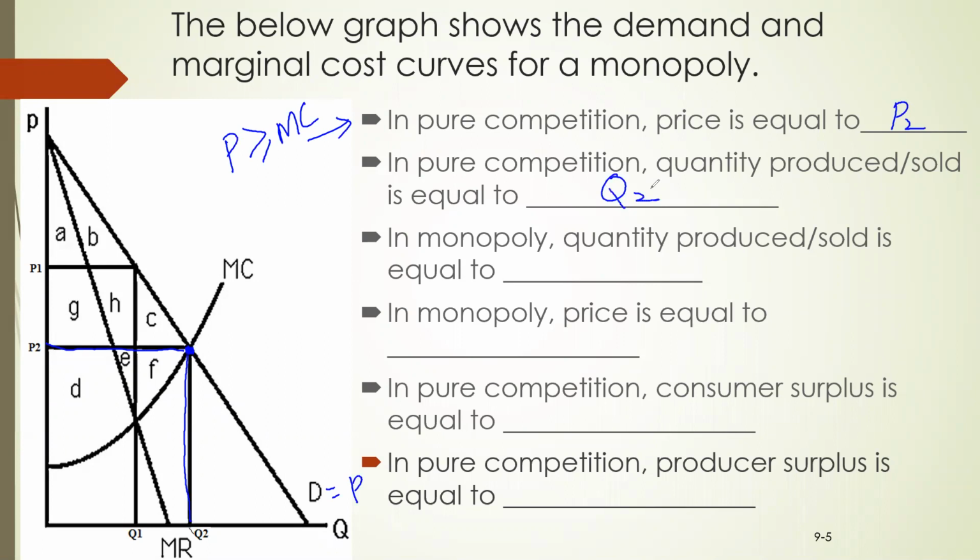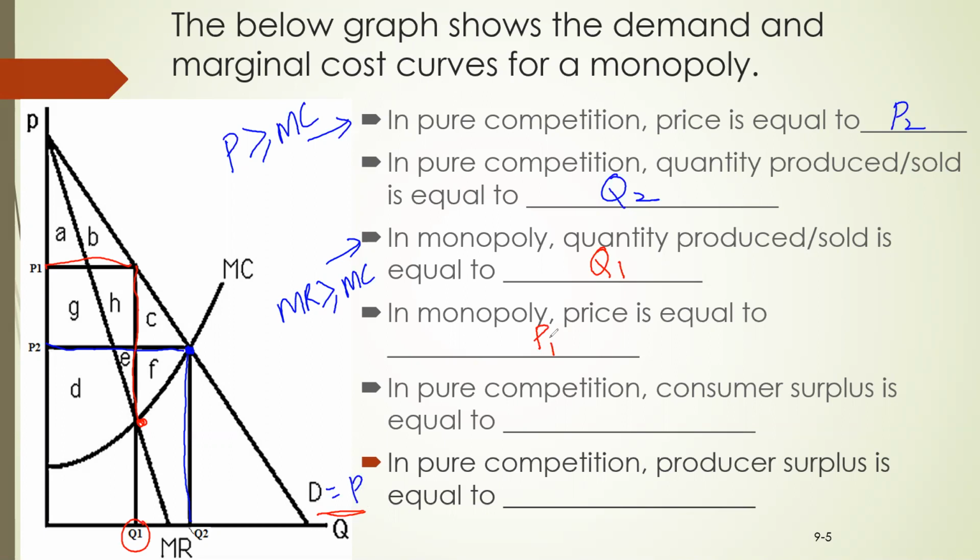When it comes to monopoly, the quantity produced comes where marginal revenue is greater than or equal to marginal cost. That is happening at this particular point. So that means the quantity produced is Q1, but the price has to come from the demand curve. To get the price, take it all the way here and look for the price, which is going to be P1.